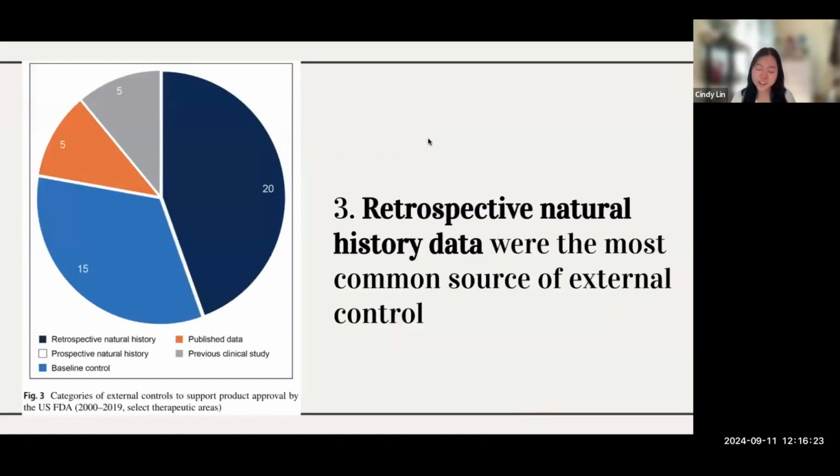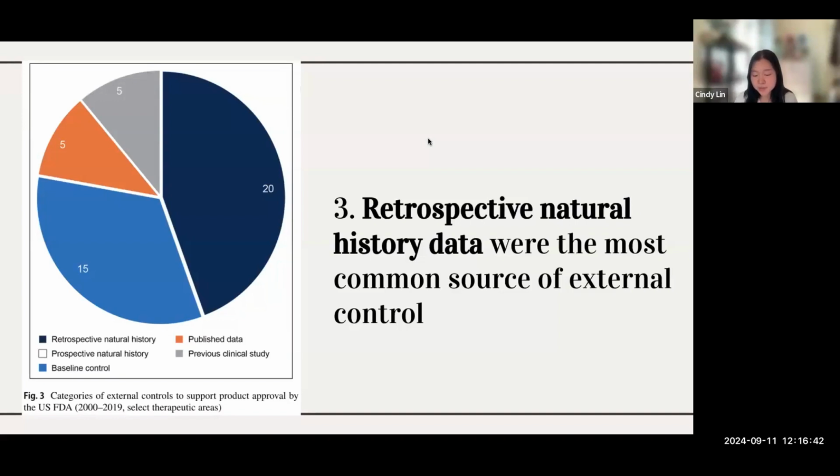And then, not finally, but once they sorted out and characterized the external data source of the 45 products, they were able to see that retrospective natural history data were the most common source of external controls, with baseline coming in second, and published data and clinical studies being tied for third.